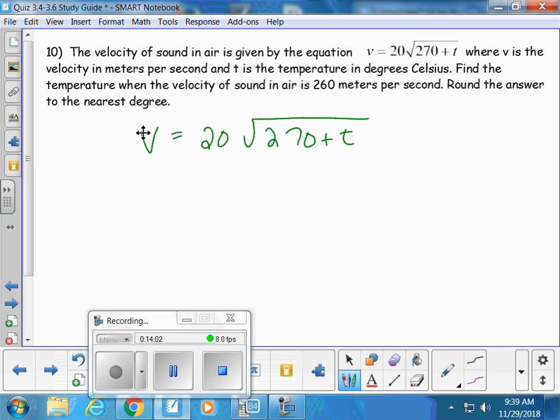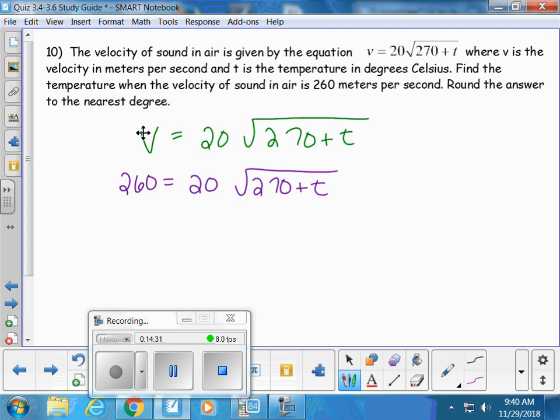All right, so again, our biggest decision is where we put in that 260. Is it a velocity or is it a temperature? Hopefully you agree with me that it is a velocity. So it's going to go over here for v. Looks like our job is going to be solving for t. All right, what do you think we should do first? I always like asking that. What do you think we should do first?